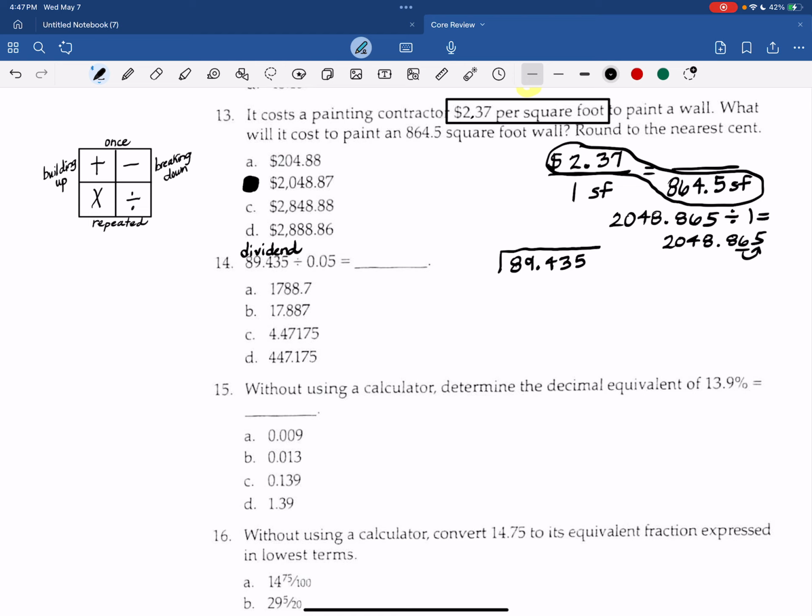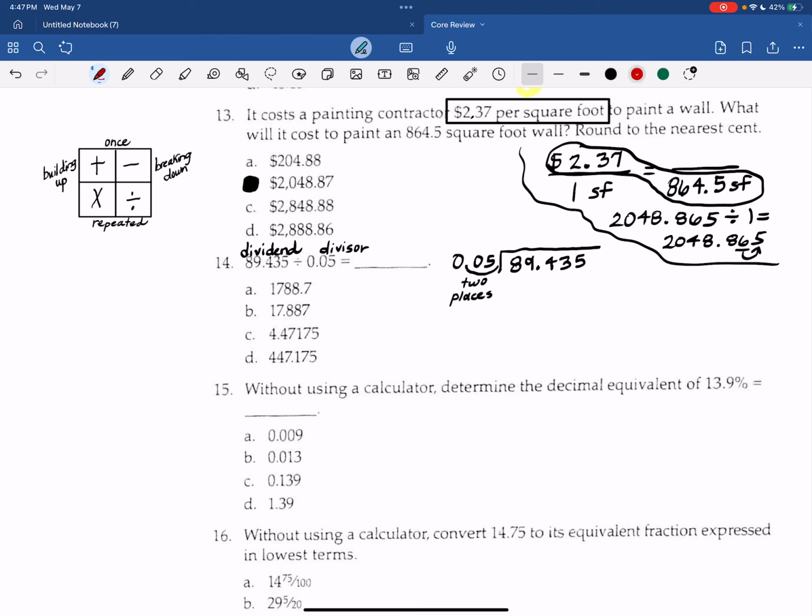I need to slow down because I'm just going like a bull in a china shop here. The divisor is 0.05. So you have to be sure that you line this thing up the way it needs to be. The next thing you need to do is move the decimal in the divisor to the end. And I cross 2 places. Doesn't matter if you cross 20, you have to move it to the end.